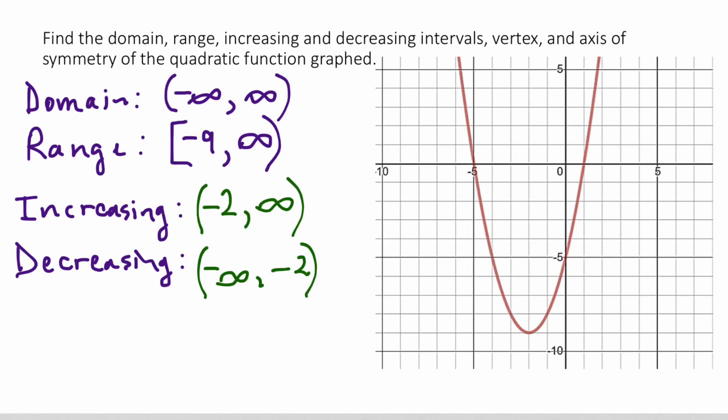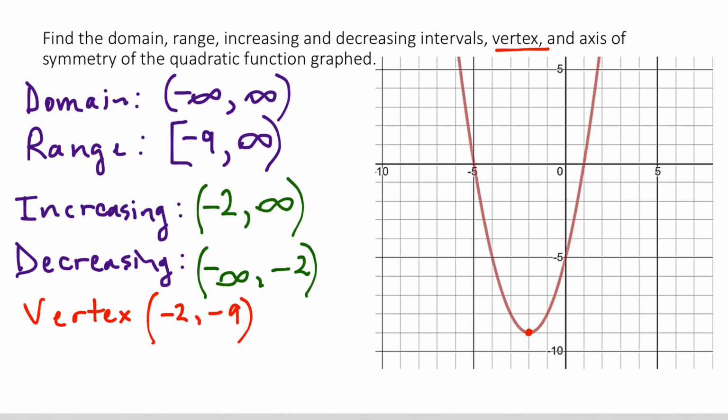So let's talk about the vertex. So the vertex, of course, is this point right here. All right, and that's the lowest point in this particular parabola. So the vertex, the coordinates, you would give it as a coordinate pair, is -2, -9.